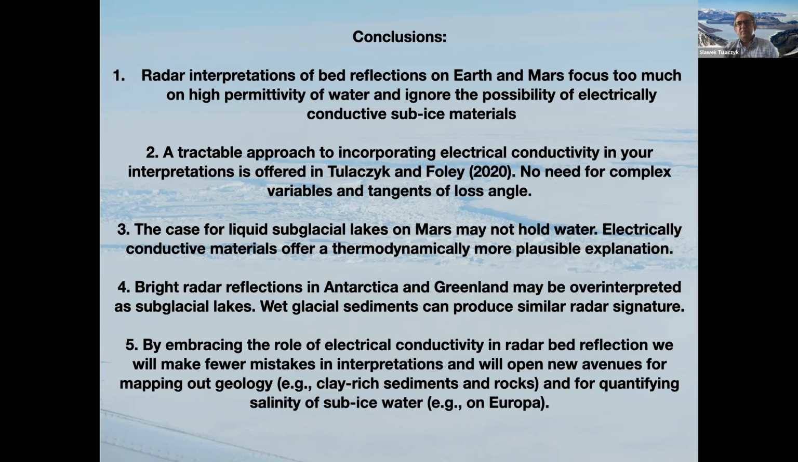And then going back to Earth, we may be overinterpreting bright reflectors as subglacial lakes in Antarctica and Greenland. Wet glacial sediments can produce very similar radar signatures, especially when you're dealing with relative rather than absolute bed reflection strength. And I believe very much in the number 5, which is that, yes, it is going to be a little bit more work to worry about two quantities, permittivity and electrical conductivity. But then we will be wrong less often if we do that.